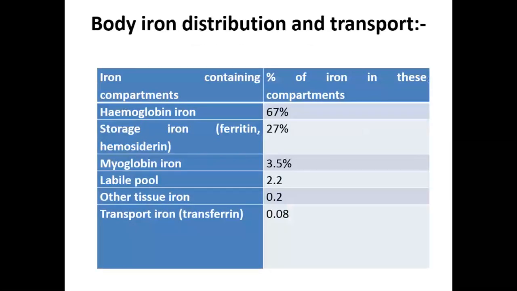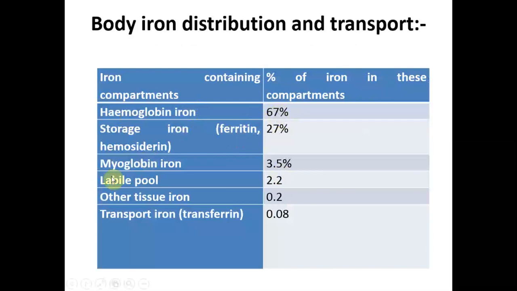In our body, iron is distributed into 6 main compartments, meaning 6 main places where iron is distributed inside the human body. The largest compartment is hemoglobin. Approximately 67% of the iron inside the human body is where? Present inside hemoglobin in the red blood cells. 27% is stored in the form of 2 types of proteins, which are ferritin and hemosiderin.